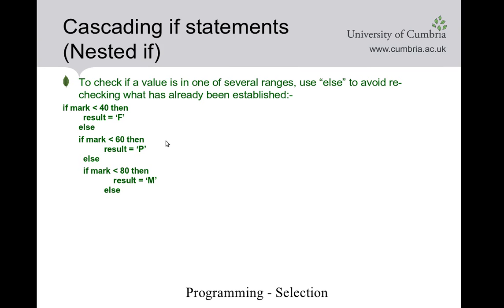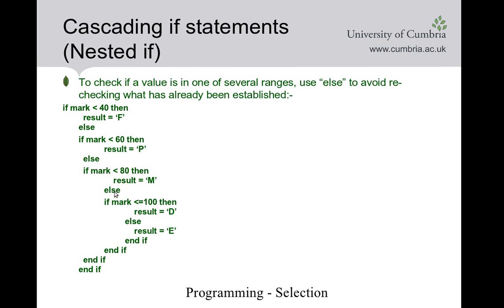The next question to be asked can then move on and check to see if the mark is less than 80. And if it's not less than 80, then we can go on and check to see, well, it must be a distinction. If it is less than 80, we know, because it failed the previous two tests, that it is 60 or more. So therefore it's somewhere between 60 and 80, which means in this case that the result is a merit.